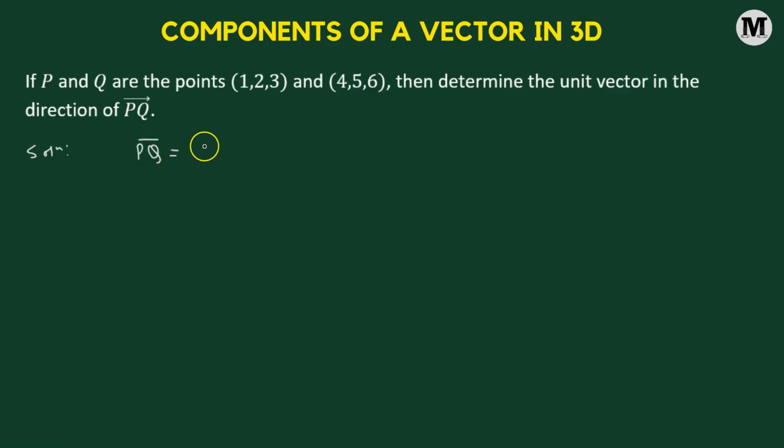To find out the vector PQ, all we have to do is take the position vector of point Q and from here subtract the position vector of point P. Now to find out the position vector of point Q, since we already have the point Q with coordinates (4, 5, 6), we can express it in terms of the unit vectors as: take the x coordinate, which is 4, multiply it with i cap, add it to the y coordinate, which is 5, multiplied with j cap, add it to 6 times k cap. So this is going to be the position vector of the point Q. And from here, we're going to subtract the position vector of point P. So that's going to be i cap plus 2j cap plus 3k cap.